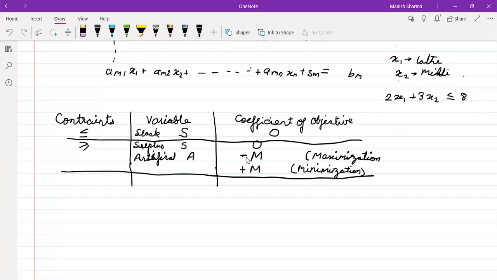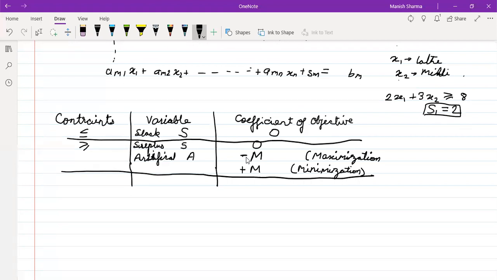Now, for the same example, let us say that the constraint is 2x1 plus 3x2 should be a minimum of 8. So we put x1 as 2 and x2 as 2. So 2 into 2 is 4, plus 3 into 2 is 6. 6 plus 4 is 10. So 10 minus 8 is again 2. So s1 here will be equal to 2, indicating that this machine is being overutilized by 2.